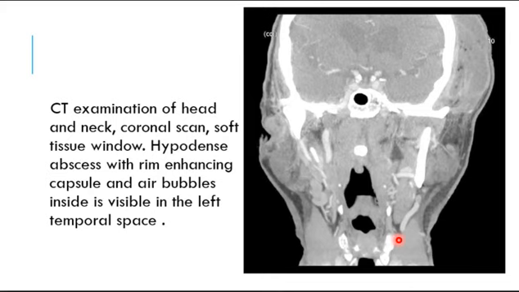This is also another case, and the examination of the head and neck. We see a soft tissue window, a hypodense abscess with a rim enhancing capsule and air bubbles inside, visible in the left temporal space. It's in the left temporal space. This area, yes. It's all of them involved, and we can see the air and edematous regions and rim enhancement. We see it with the contrast agent.